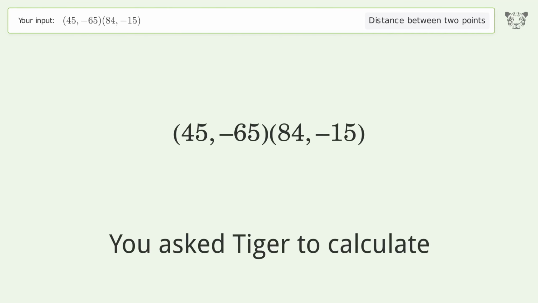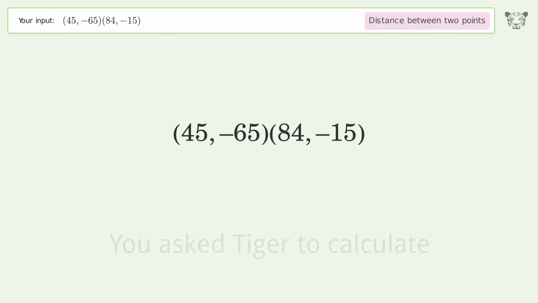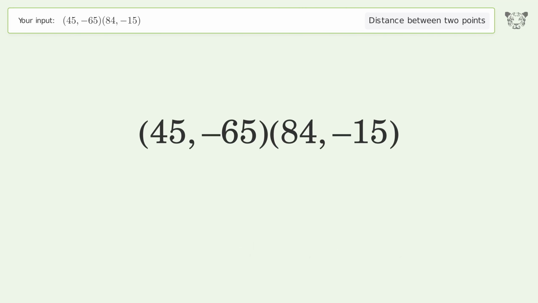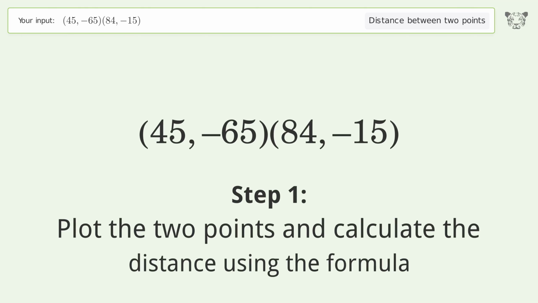You ask Tiger to calculate. This deals with the distance between 2 points. The distance between the 2 points is the square root of 4021 or 63.411. Let's solve it step by step. Plot the 2 points and calculate the distance using the formula.